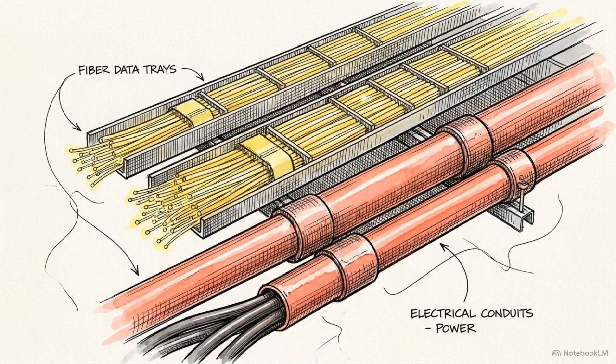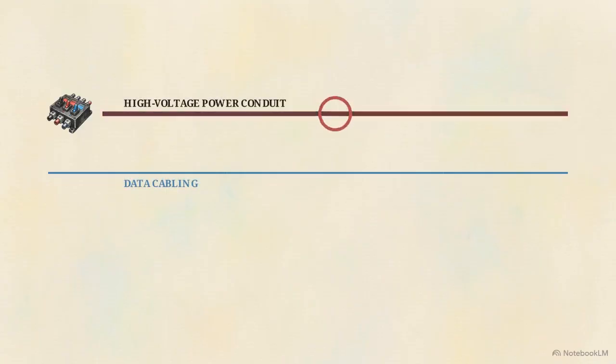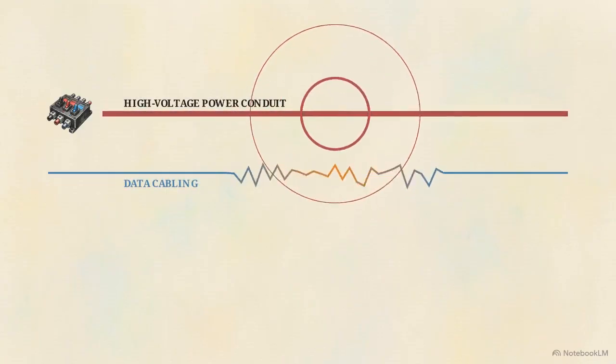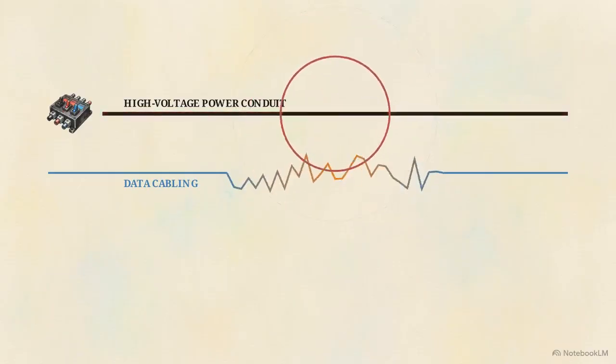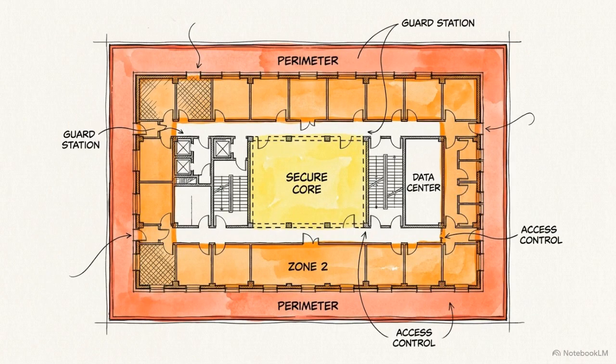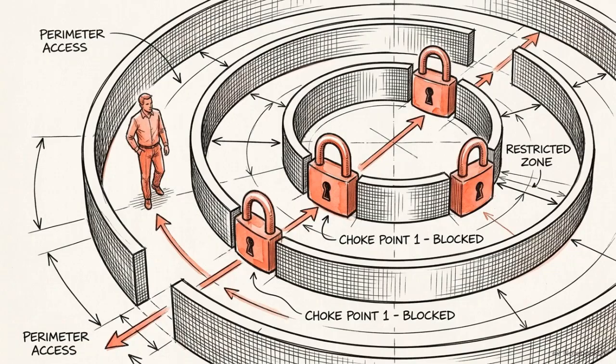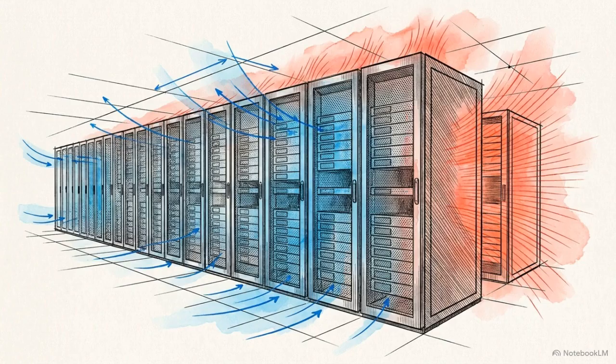TIA 942 dictates that this data cabling must run entirely separate from the facility's power lines. If high-voltage conduits run too close to fiber optic or copper lines, the resulting electromagnetic interference will cause massive packet loss across the network. This layout also creates concentric physical security perimeters. By placing the main distribution area deep in the center, any unauthorized person must clear multiple security checkpoints before reaching the core switches. Beyond security and data logic, this strict spatial topology is required for thermal management.